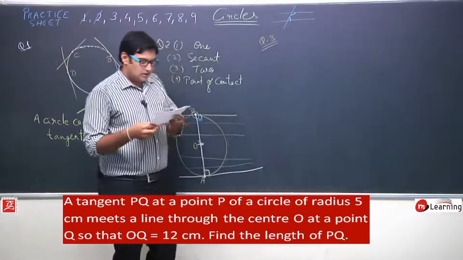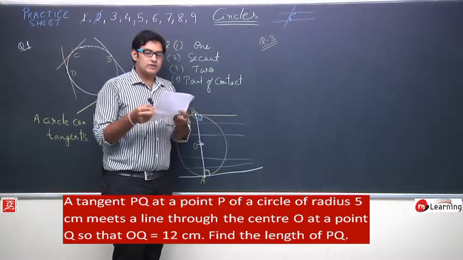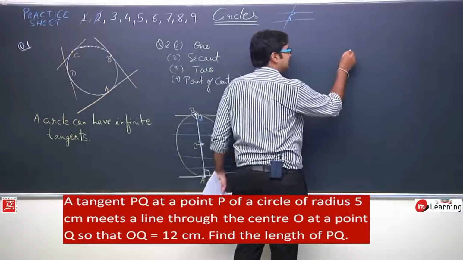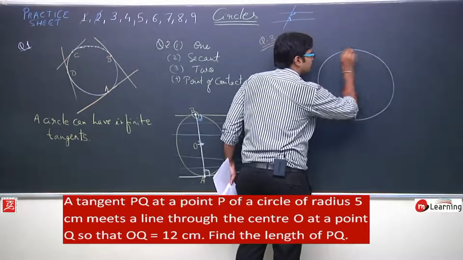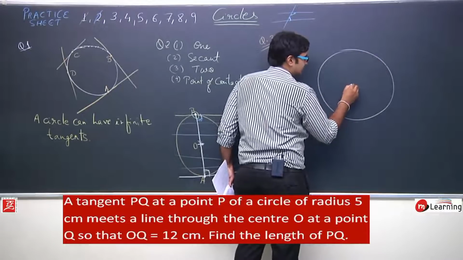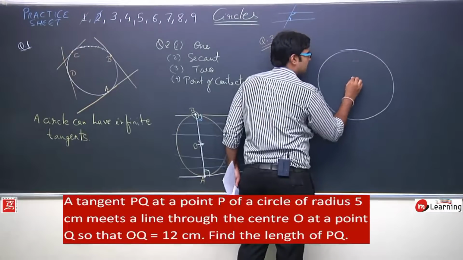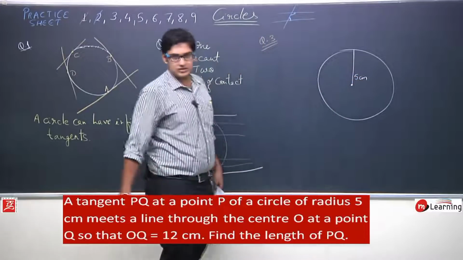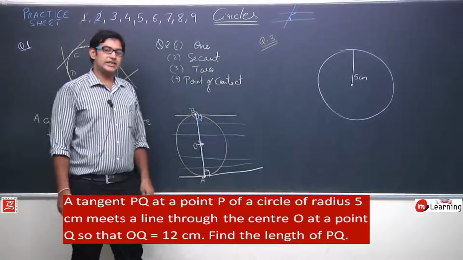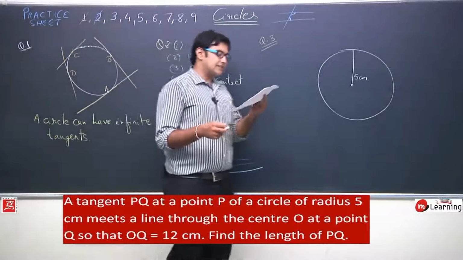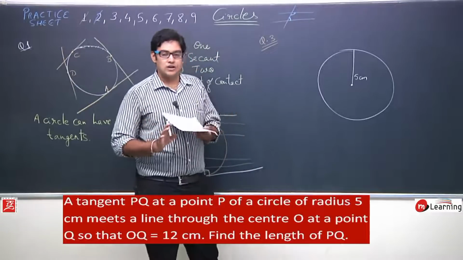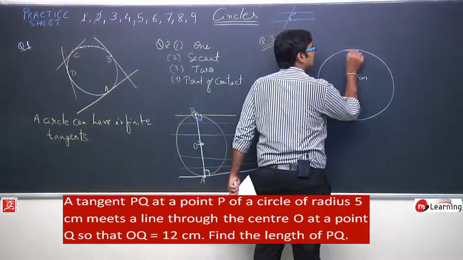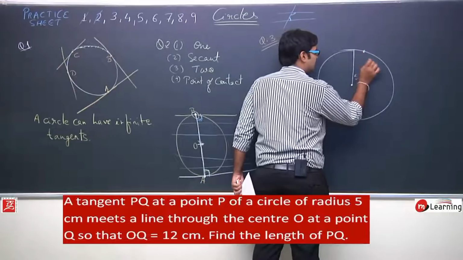The question says a tangent PQ at a point P of a circle. So the first few words say that there is a circle, and on this circle there is a center and a radius of 5 centimeters. The circle given has a radius of 5 centimeters. Then a tangent PQ at a point P of a circle. So the point P is on the circle. Let us say this is the point P.